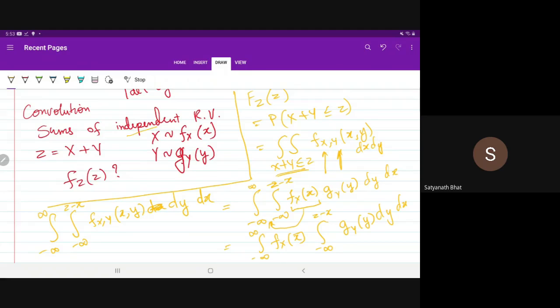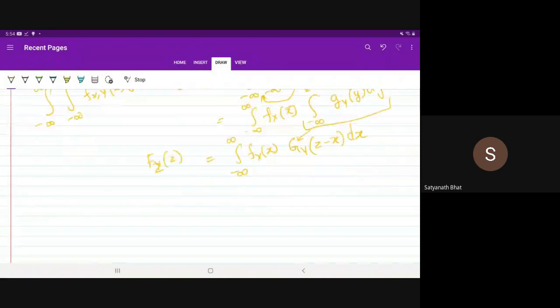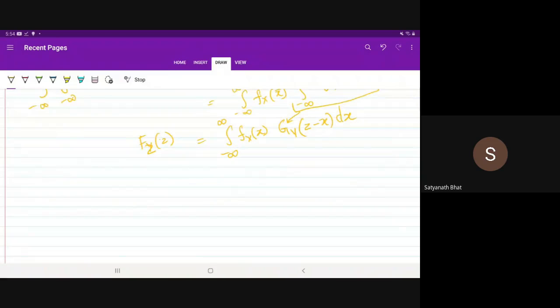I hope everybody is following whatever I'm saying so far. Now, F_Z of z is given by the integral from minus infinity to infinity of f_X of x times the CDF of g, so G_Y of z minus x, dx. So this is the formula that we should be using. But now we can do some more simplification. What we can do is take the derivative on both sides with respect to z.